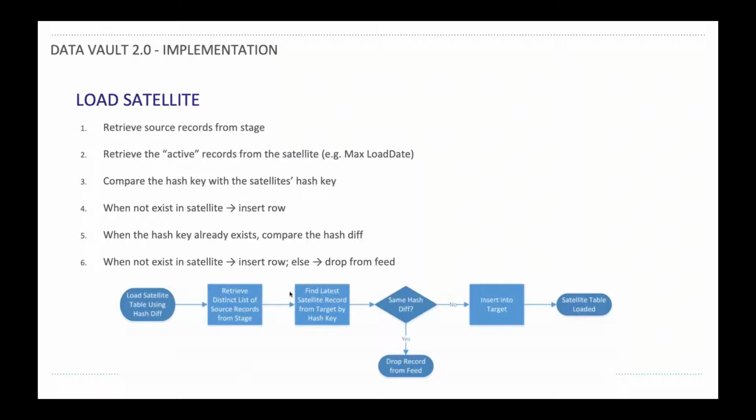We need to find the latest description of the customer in the target satellite, and then compare them. Compare both the staging side with the raw data vault side, the source with the target. If both sides match, if the descriptive data in the raw data vault satellite matches the data in the staging area, that's not a delta. We're not interested in that because we already know this description, so we can drop the record from the feed.